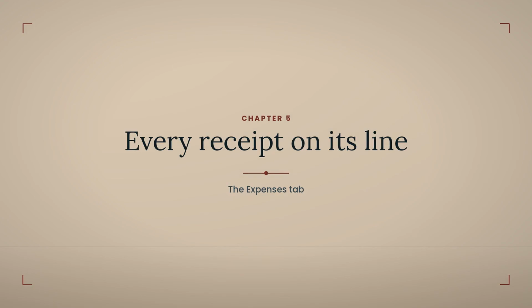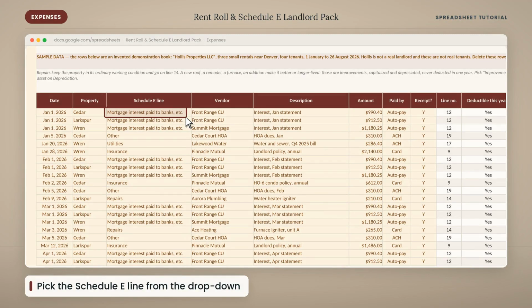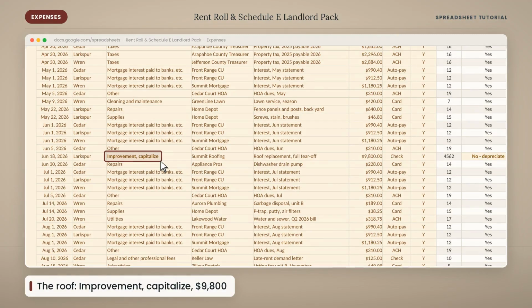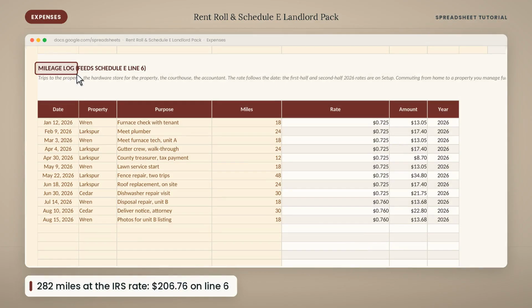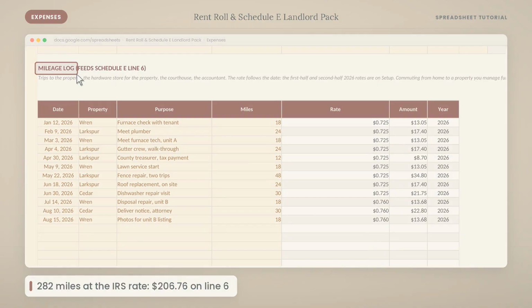Chapter 5. Every receipt on its line. Expenses is 1 row per receipt. Date, property, the Schedule E line from the drop-down, vendor, amount, and whether you kept the receipt. The line number fills itself. The roof is the row that matters. $9,800 to Summit Roofing on June 18th, filed as improvement, capitalize, kept off line 14, and handed to depreciation. Below the receipts, a mileage log. 282 miles at 72.5 cents through June and 76 cents from July is $206.76 on line 6.